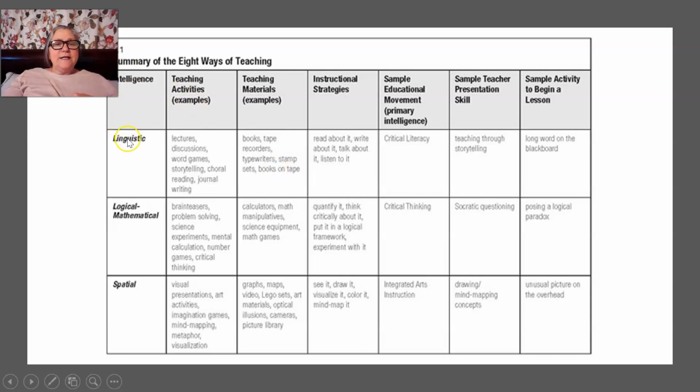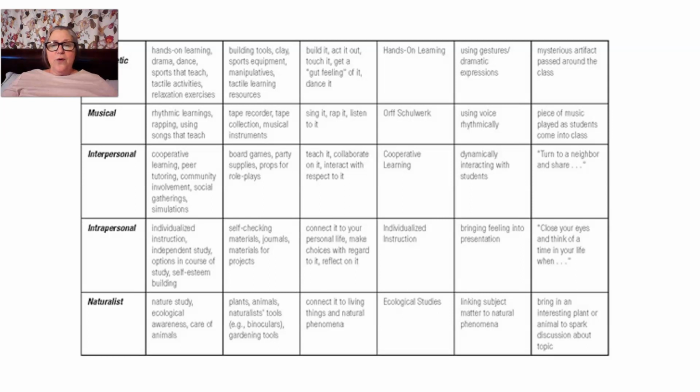Some other ideas. So you have the type of intelligence, spatial, for example, activities that the teacher might plan, materials that you might use, instructional strategies. These are all very good in helping you think of ways to spruce up your instruction to meet the needs of many different types of learners. Here's some more.